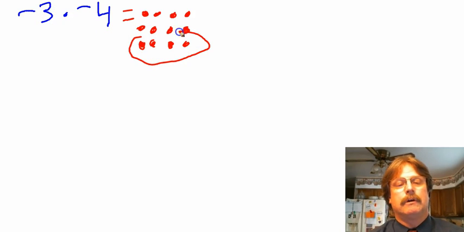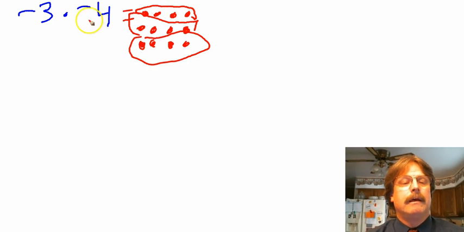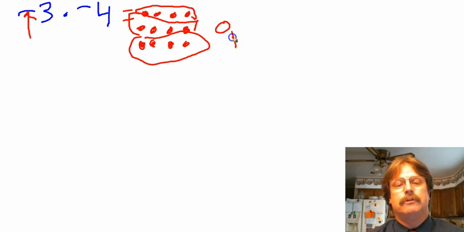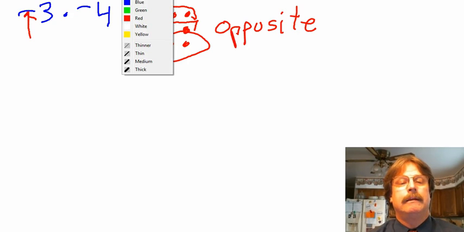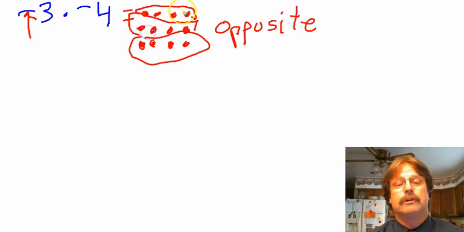Just what we talked about right here. Okay. So 1, 2, and 3. Still learning my pen. And we go back to this guy right here and he tells us to do the opposite. So we're going to do the opposite of negative, which is positive. So we're going to put in positive chips. We're going to change these to positive chips.